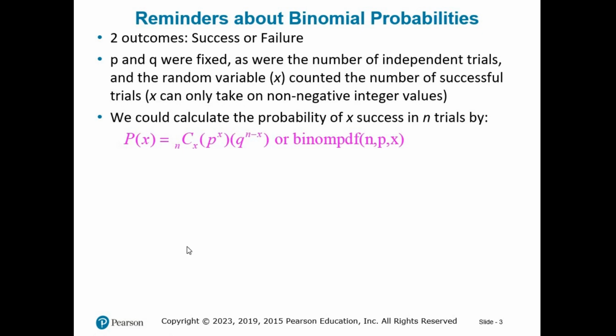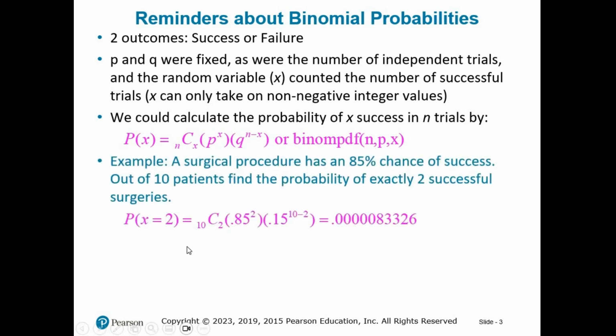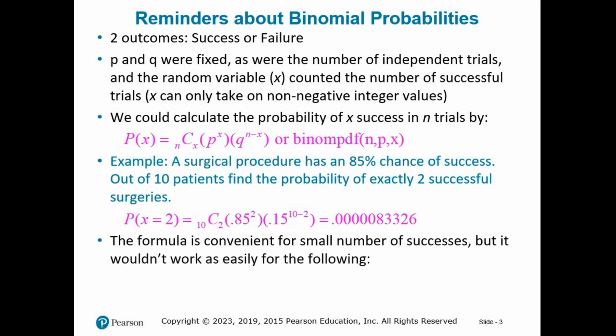An example of when we might use this formula would be a problem like this. A surgical procedure has an 85% chance of success. Out of 10 patients, find the probability of exactly 2 successful surgeries. We would fill in the formula with all the proper variables like so. P of x equals 2 equals 10 choose 2 times 0.85 squared times 0.15 to the 10 minus 2 equals 0.0000833326.